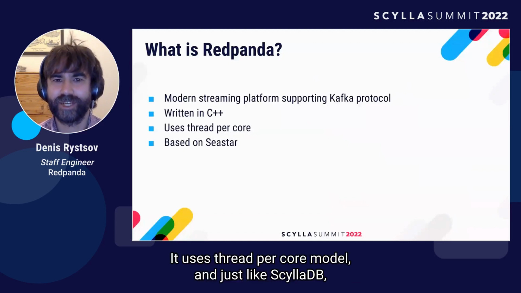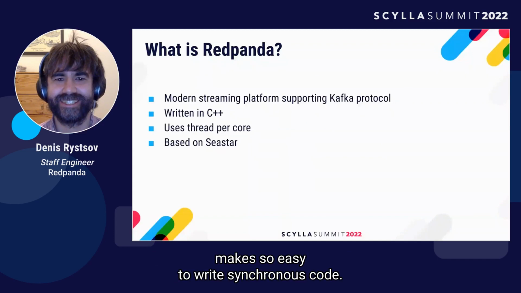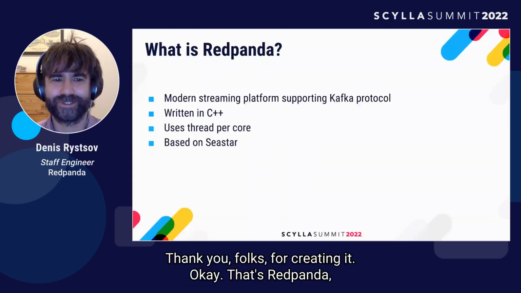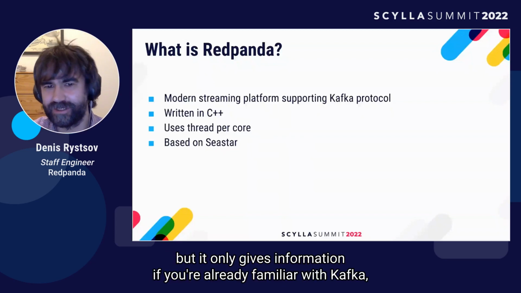It uses thread per core model, and just like Scylla, it's based on the C star framework, which, by the way, I really like. Makes it so easy to write asynchronous code. Thank you, folks, for creating it. Okay, that's Red Panda, but it only gives information if you're already familiar with Kafka.